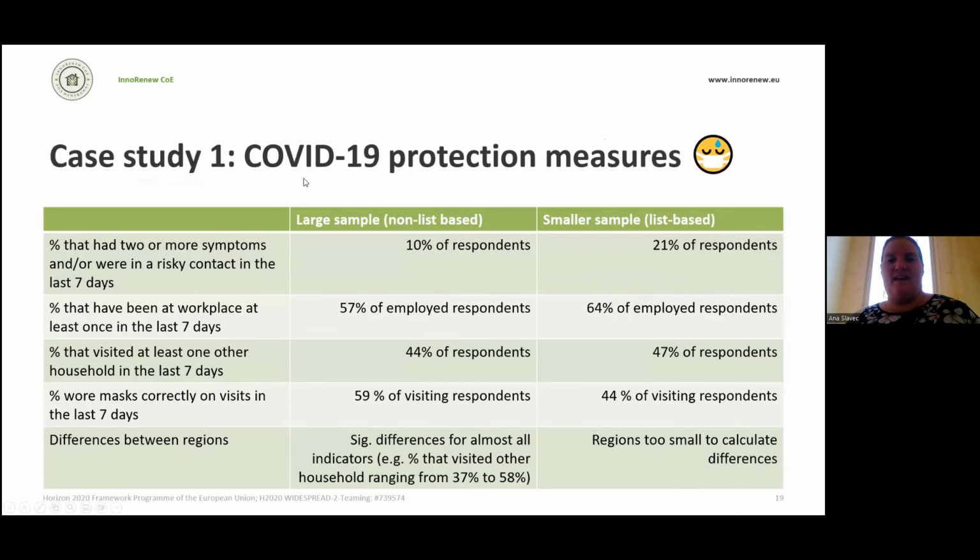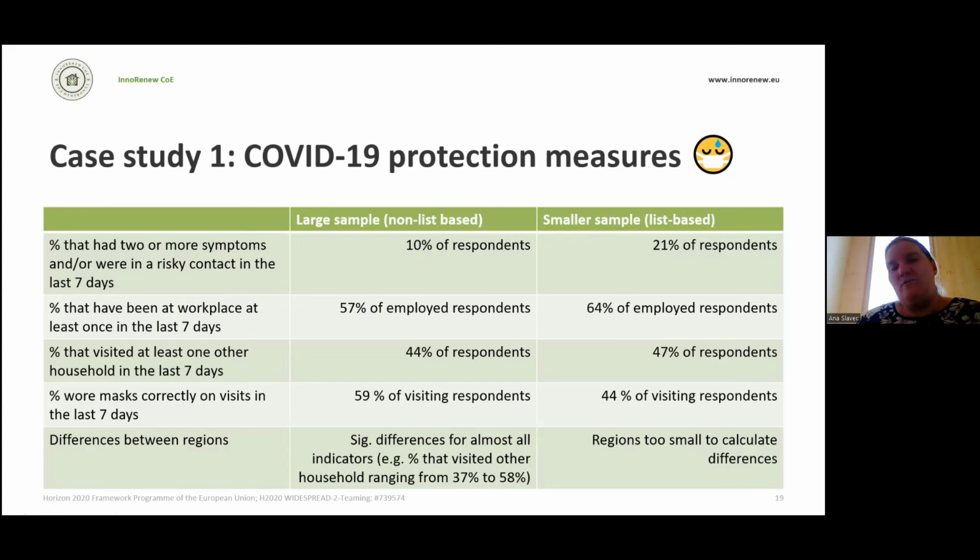For this first case study, we had COVID-19 protection measures. Here I have the comparison of responses, between this large non-list-based sample and this smaller list-based sample. We asked them if in the last week they had two or more symptoms, or if they were in a risky contact. We see a large bias. In this large sample, 10% of respondents had a risky contact, while in this smaller, more representative sample, it was twice as much, 21%. It's a big difference. Which one is then closer to the real situation?